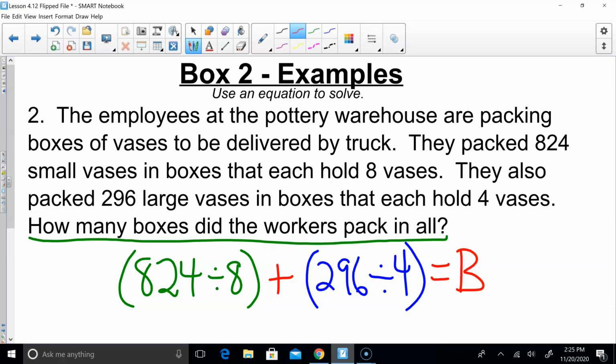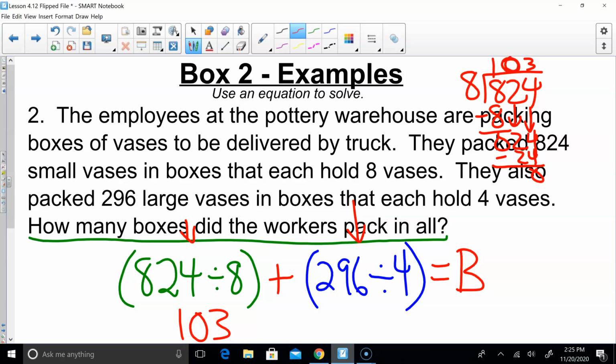So I've taken the parts of it. This is how many boxes of large vases are right here, and this is how many boxes of small vases are right there. So I'm going to do these two parts. 824 divided by 8. 8 goes into 8 one time. 1 times 8 is 8. 8 minus 8 is 0. Bring down the 2. Remember, 8 can't go into 2, so I have to put a 0 in that tens place to hold it. And now I can bring down the 4. 8 can go into 24 3 times, which gives me 0. So it was 103 boxes of small vases.